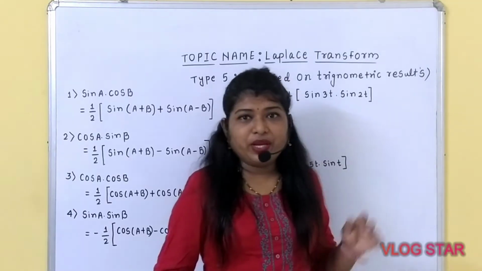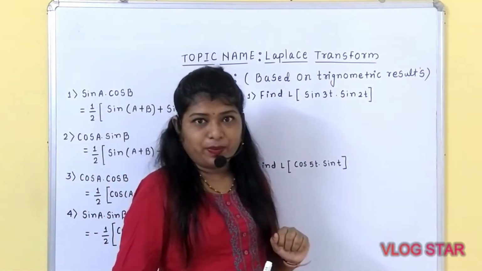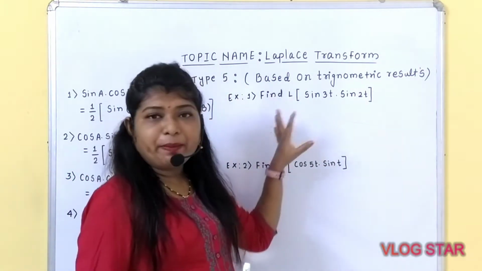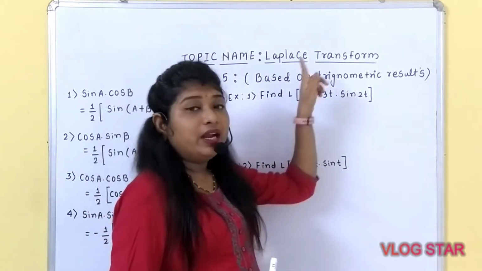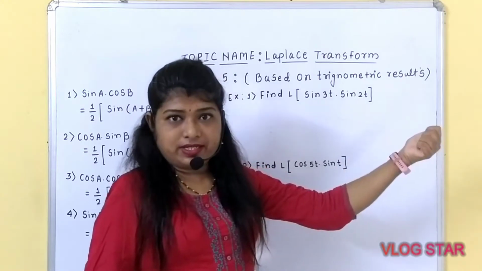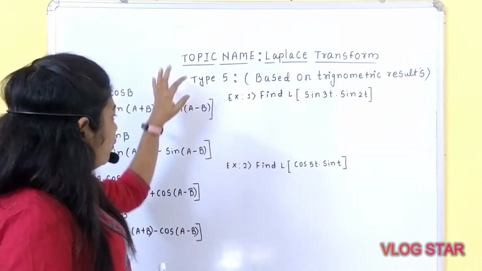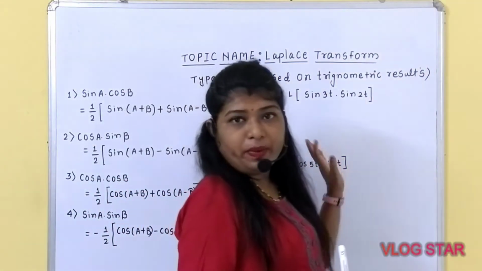In today's video, we are going to learn type number 5 related to Laplace transform. Basically, what is type number 5? It is based on trigonometric results. To understand this type, you have to remember 4 important trigonometric results.